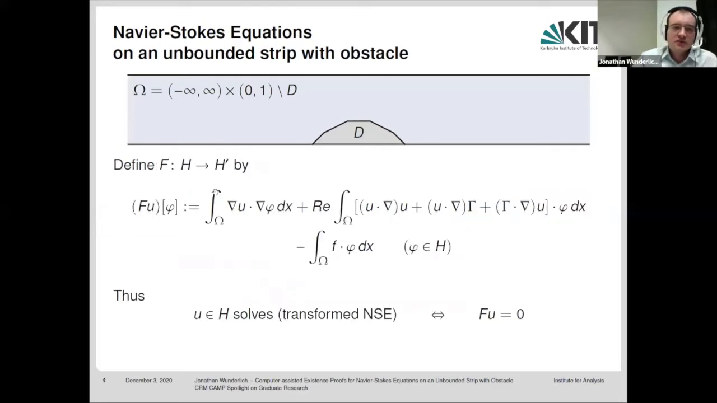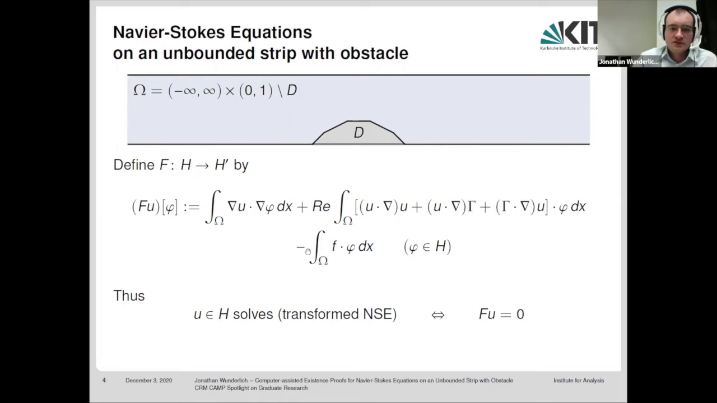So we define an operator F by the weak formulation of our Navier-Stokes system. And let me just mention, since our test function phi is in H, we can eliminate the pressure from our equations by using integration by parts, and so the pressure is eliminated. And then we end up with the following equivalence. U solves our transformed Navier-Stokes equation if and only if U is a root of this operator F.